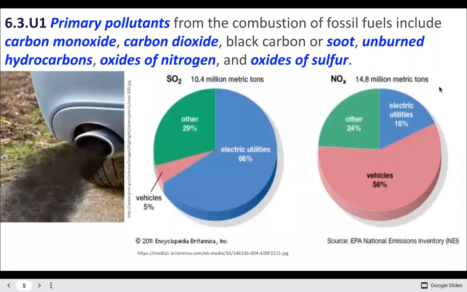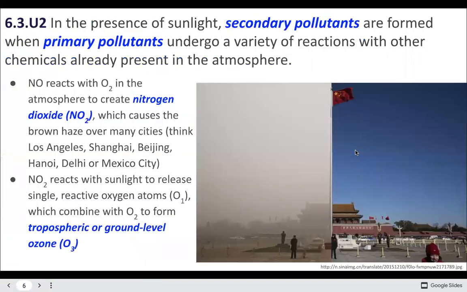Primary pollutants from the combustion of fossil fuels include carbon monoxide, carbon dioxide, soot, unburned hydrocarbons. We call those particulate matter, PM 2.5, PM10, ultrafine. We've got oxides of nitrogen, or NOx, and sulfur oxides, often sulfur dioxide, but also other sources too. A lot of the sulfur comes from electric utilities. Mostly coal is the really big one for sulfur dioxide. And then NOx comes from combustion of fossil fuels, especially from driving vehicles.